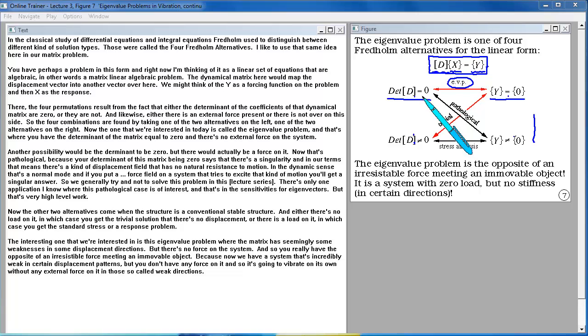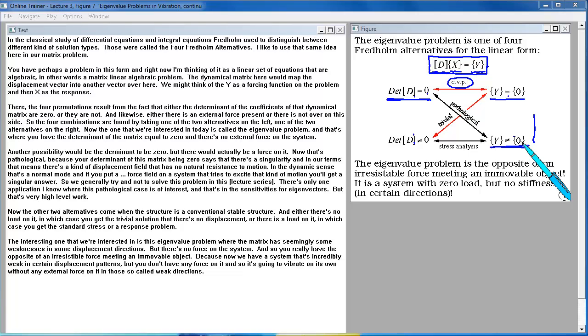Another possibility would be the determinant to be zero, but there would actually be a force on it. Now that's pathological because your determinant of this matrix being zero says that there's a singularity, and in our terms that means there's a kind of displacement field that has no natural resistance to motion. In the dynamic sense, that's a normal mode, and if you put a force field on the system that tries to excite that kind of motion, you'll get a singular answer.